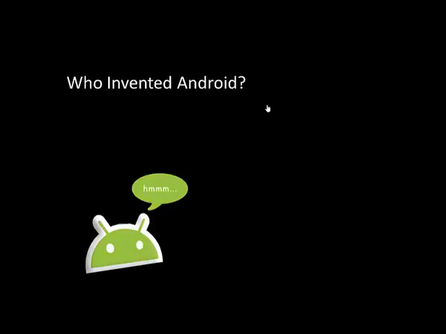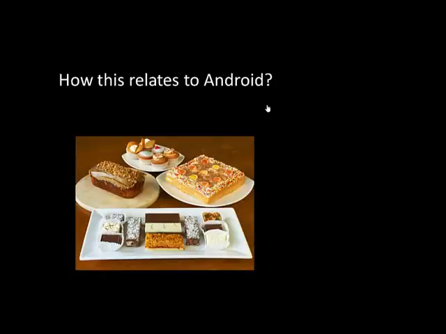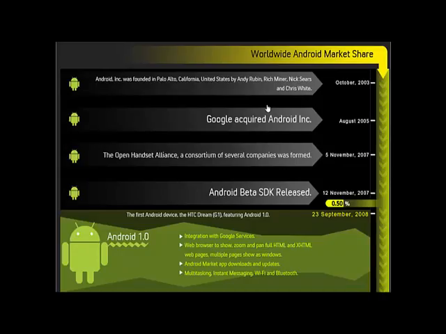Any idea who invented Android? There's a very famous person called Andy Rubin and his friends. And these yummy things are the flavors of Android. So cupcake, ice cream sandwich, jelly bean, Kit Kat, and the famous lollipop. That's the current version. So this is going to be a really good history of Android in the worldwide market.